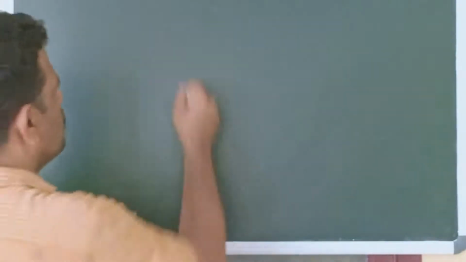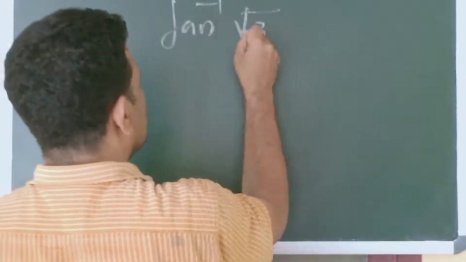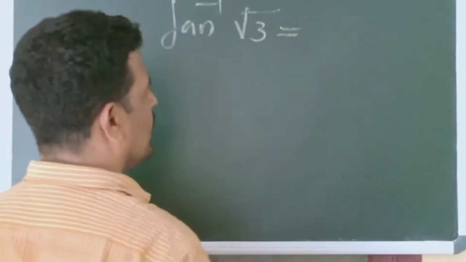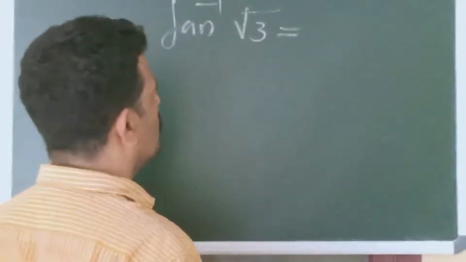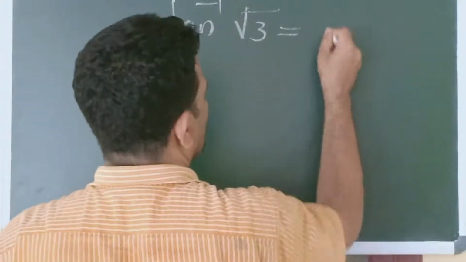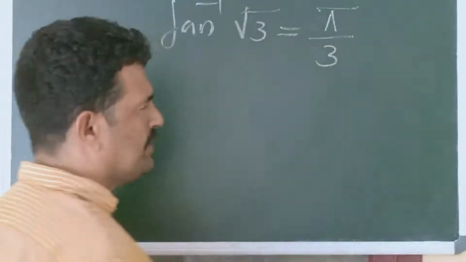Now we can take the next question, that is tan inverse of root 3. Here again we can write the answer directly from the table. Tan theta is equal to root 3 means theta is equal to pi by 3. The answer is pi by 3. This is in the principal branch.